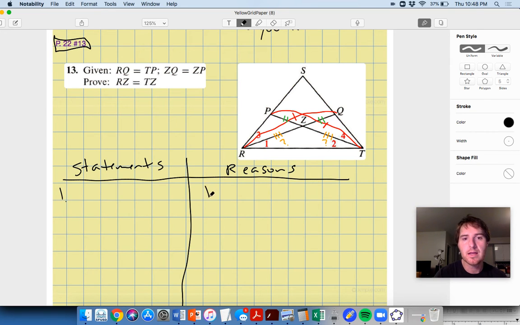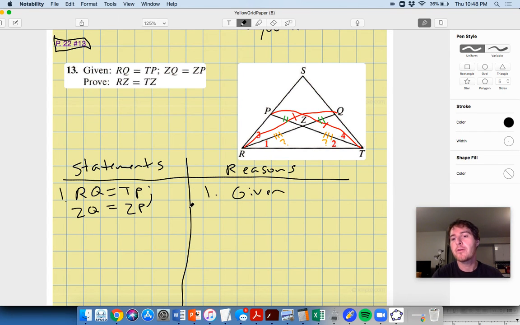Statement number 1 is going to be the same in like 90% of your proofs. That's right, my friends. Who's got it? You got given. All right, might as well put down the 2 given premises and see where that leads us. We got RQ equaling TP, and we have ZQ equaling ZP.